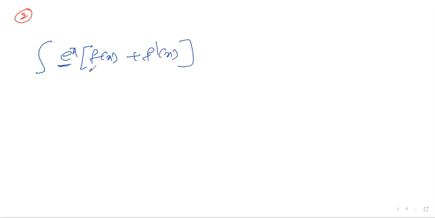Before going to the second question, I'll say one more formula. You can copy that formula. Integration of e power x times f of x plus f dash of x. It means e power x times the bracket of f of x plus that particular function's differentiation. If it is possible like this, there is no need to do the entire thing. You can write the answer directly: e power x into f of x, if it is possible anywhere.